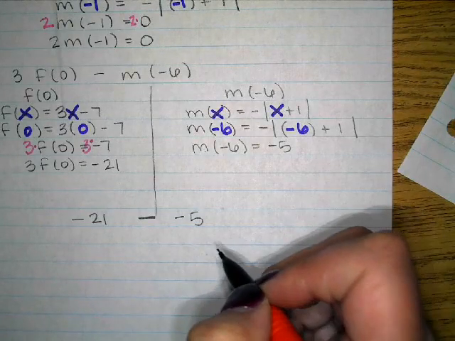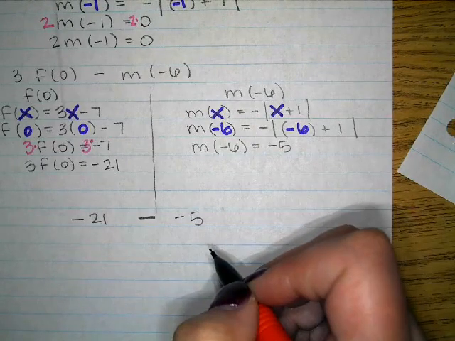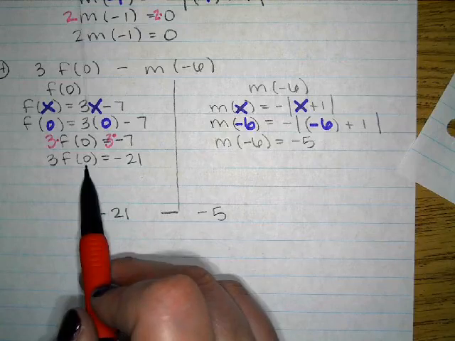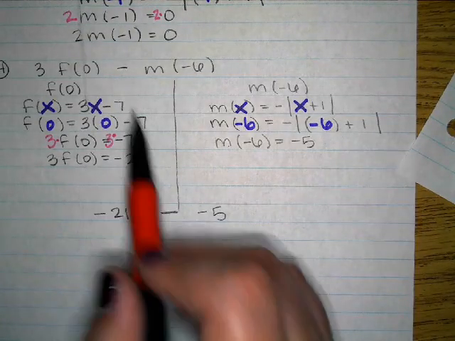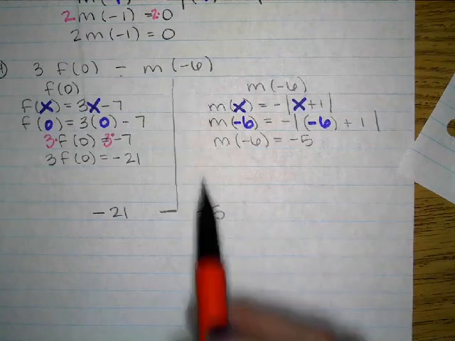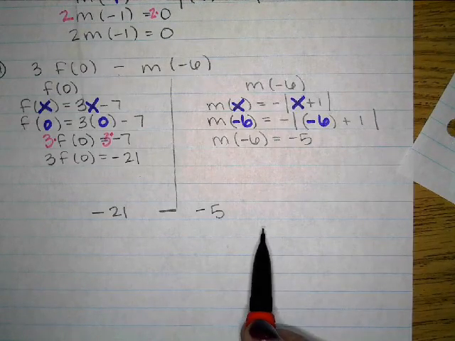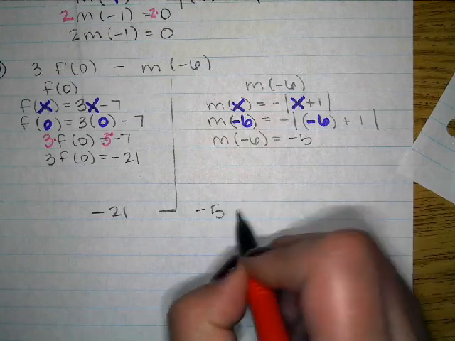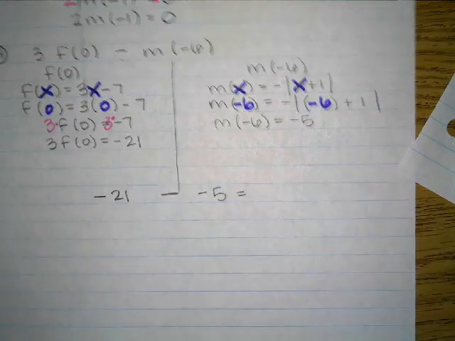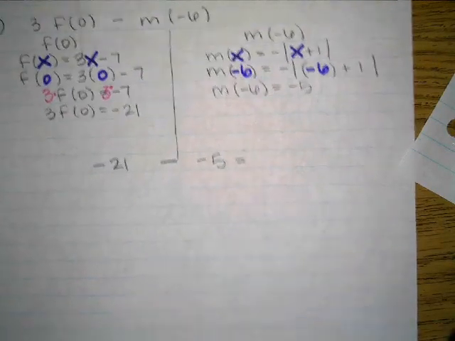Three times f of 0 minus m of negative 6. What happens? What do we get?